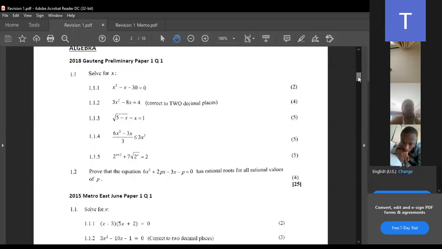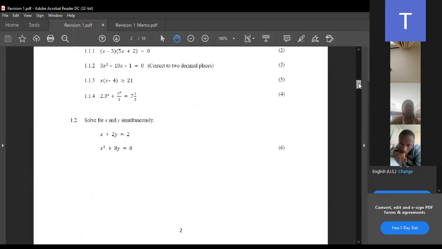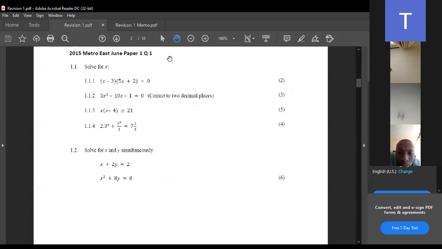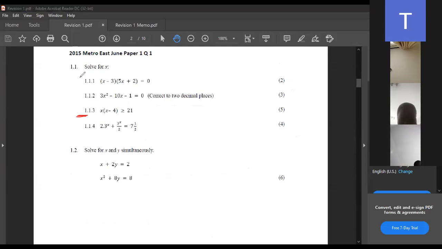All right, let's go to this one. I want you guys to do this inequality quick. Let's do this one, from 2015 Metro. Let's do that inequality very fast.